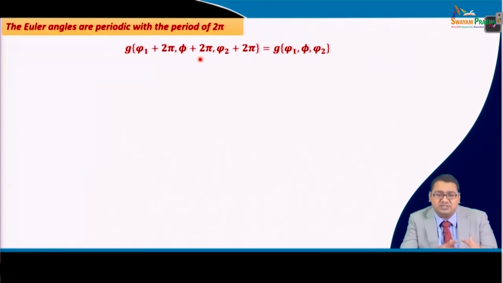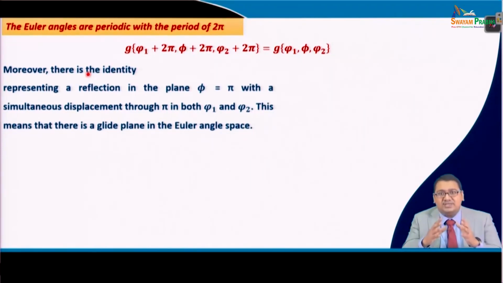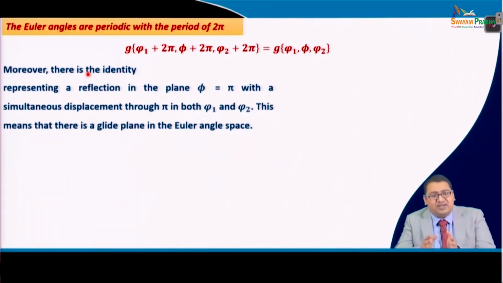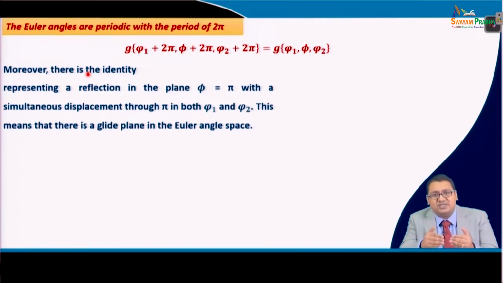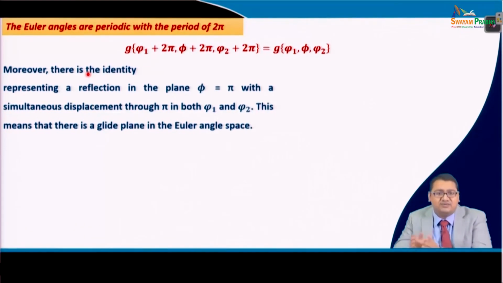It is very obvious, but you see that even in the Euler angles, and basically because of the calculations of the Euler angles, there is an identity present in the Euler angles, and the identity is basically represented as a reflection in the plane phi equal to pi with simultaneous displacement of pi, it means through pi in both phi 1 and phi 2.